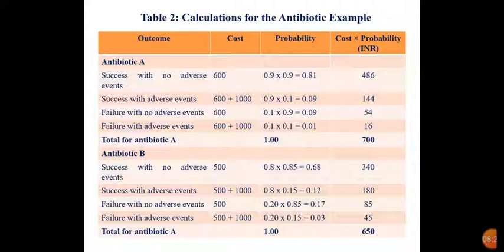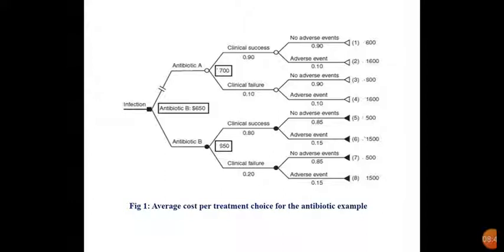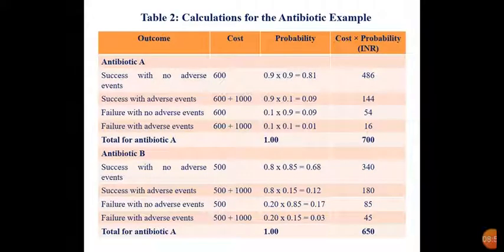So here are the calculations for the antibiotic example. Antibiotic A, success with no adverse event. The cost of antibiotic A is 600. Looking at this figure, the probability of clinical success for antibiotic A is 0.90, and with no adverse event is 0.90. Then the probability becomes 0.9 into 0.9, that becomes 0.81.